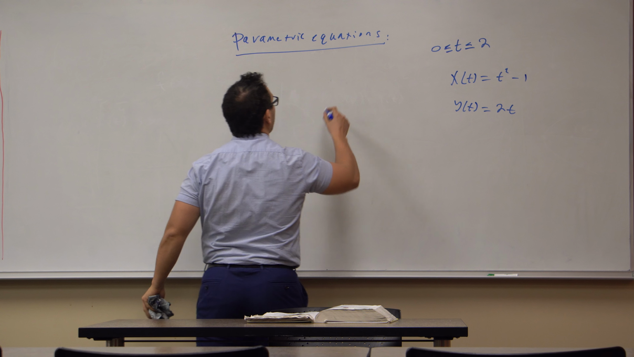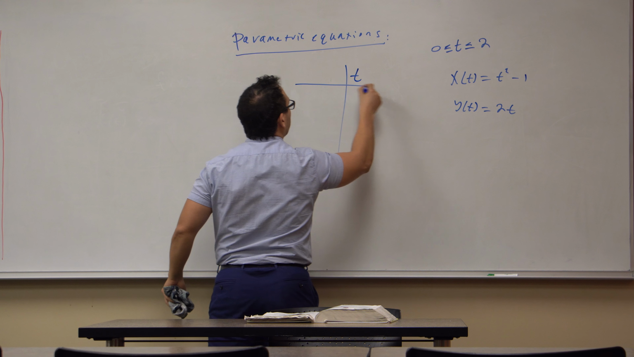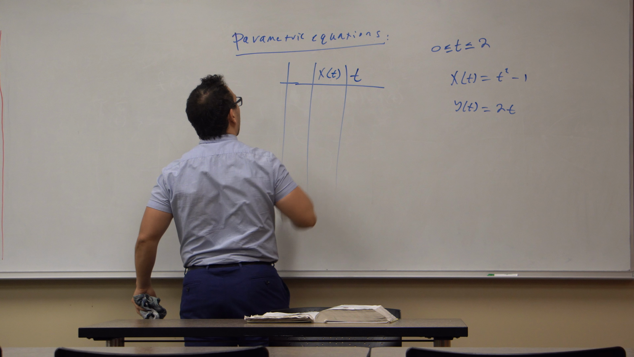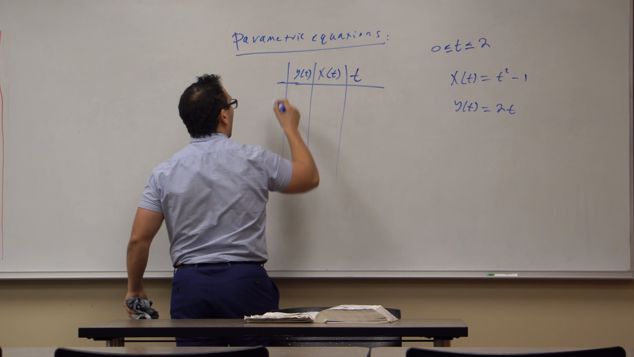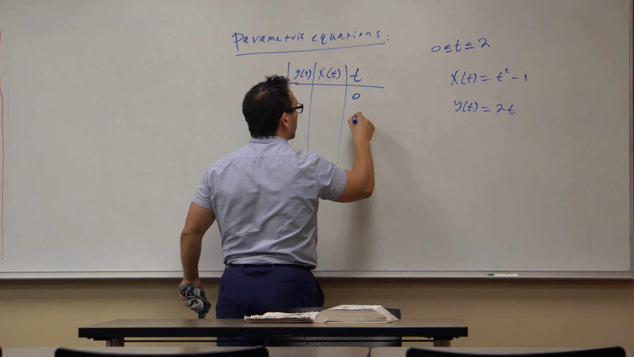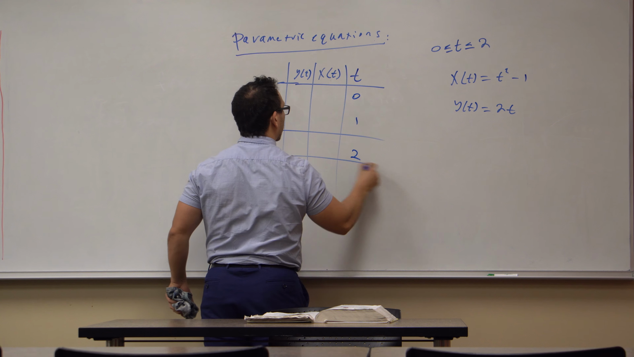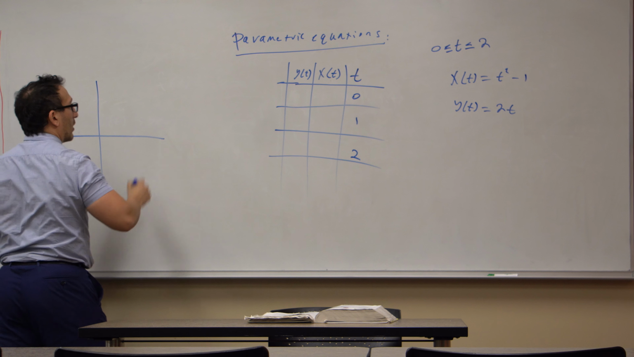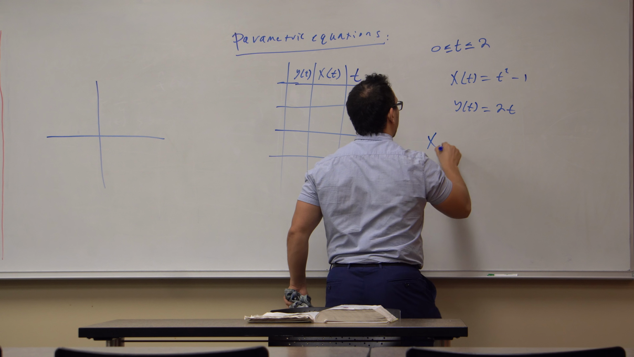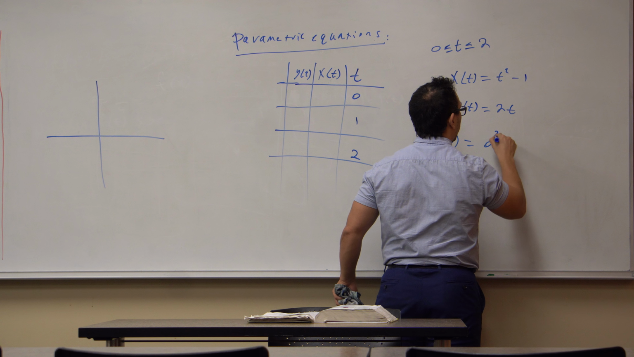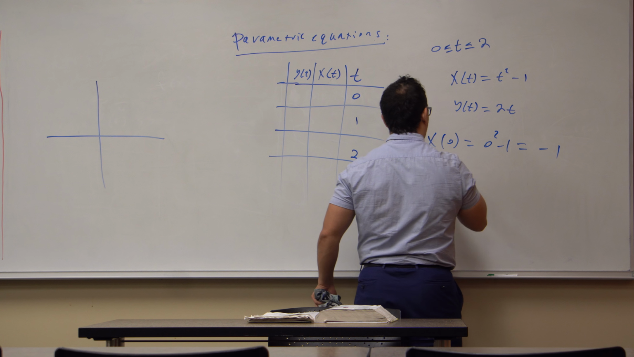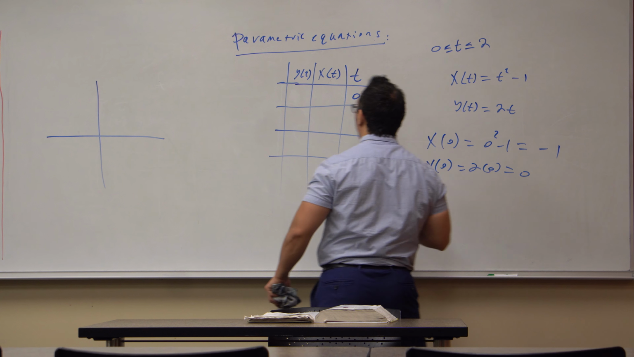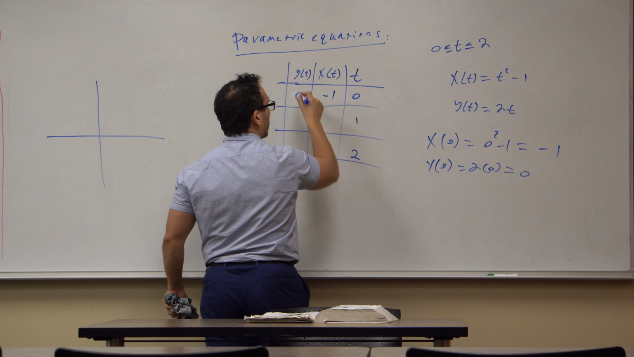It's just like we used to do it, like an f of t table, but now we have a t, x of t, and y of t table, all right? Once we're done tabulating these results for the values 0, 1, and 2, we can graph it here on our plane. X of 0 is really 0 squared minus 1, which is negative 1. Y of 0 is really 2 times 0, which is 0. So I'll put a negative 1 here and a 0 here.